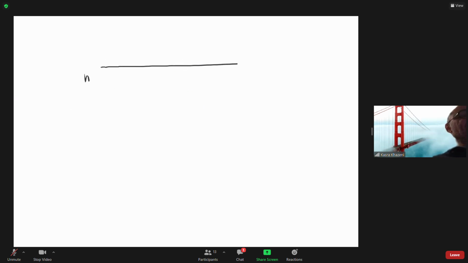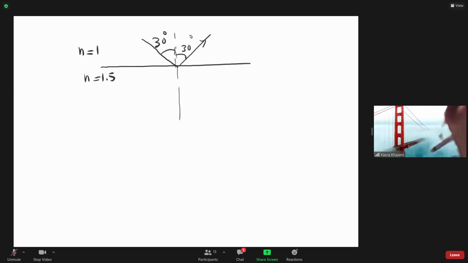Okay, so suppose this is 1.5, and this is 1. So it's like air going to water or something. All right, and suppose the angle is 30 degrees. And of course, reflection would be also 30 degrees. That's just the first rule of reflection. But what is this angle? What's alpha?